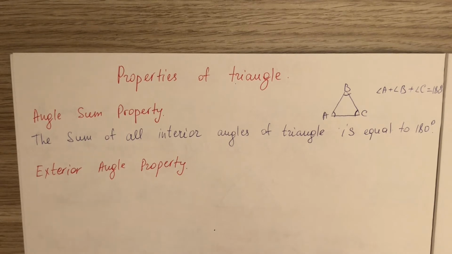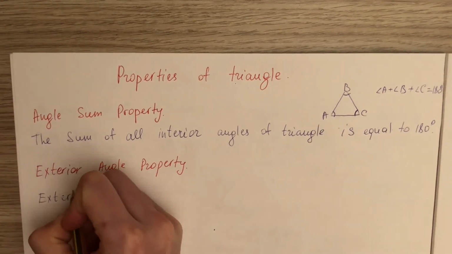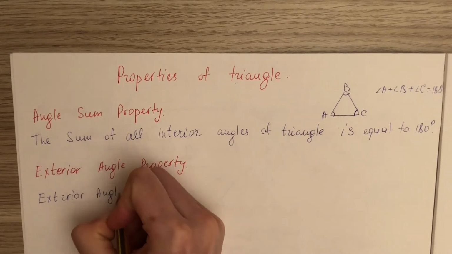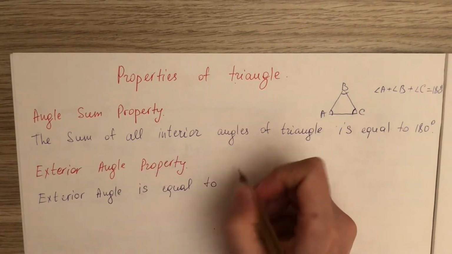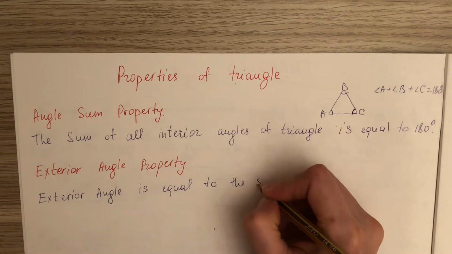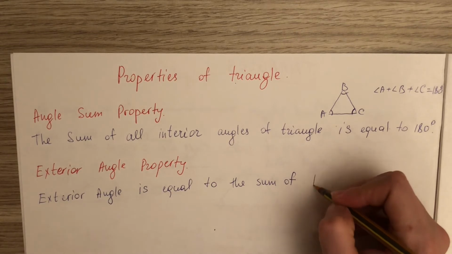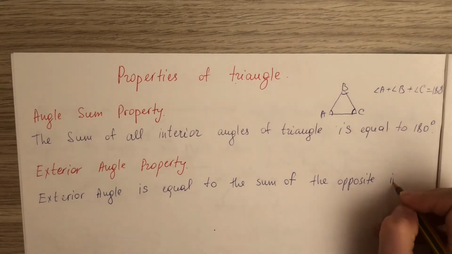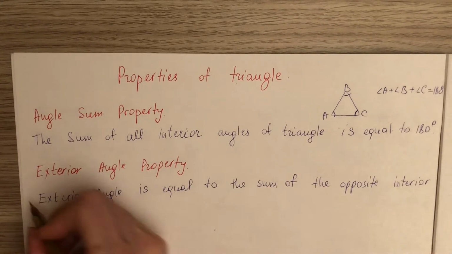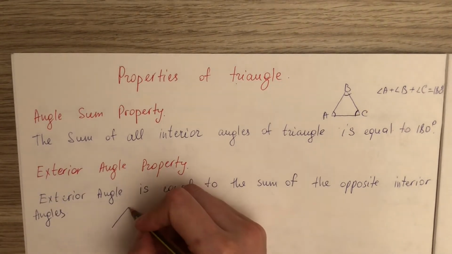Exterior angle property. An exterior angle is equal to the sum of the opposite interior angles. Opposite interior angles. For example, this is our angle.